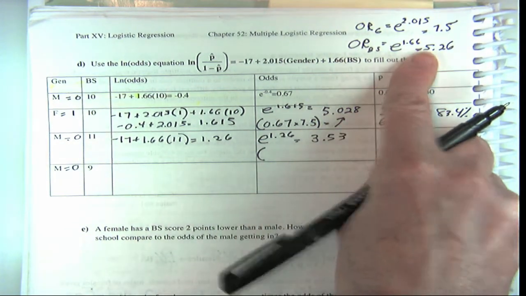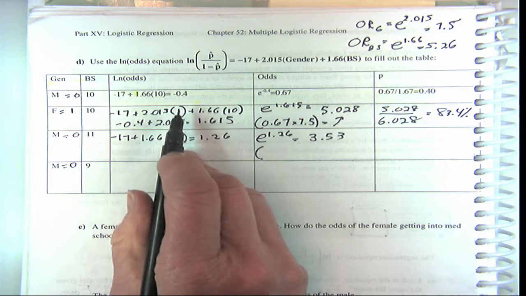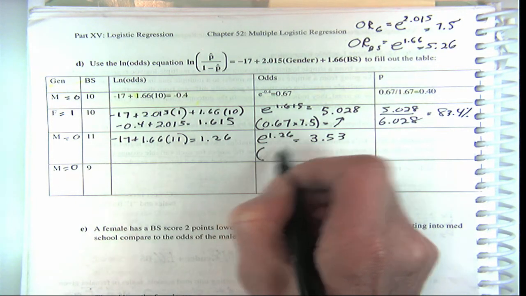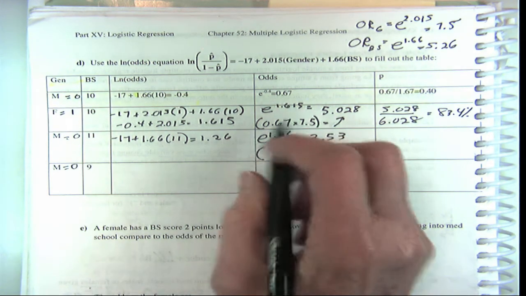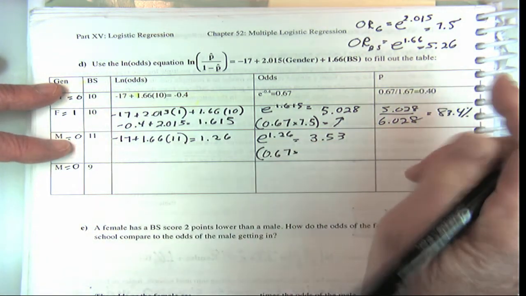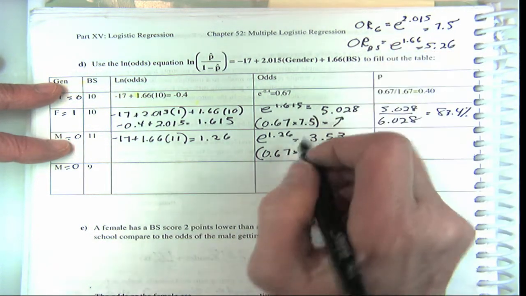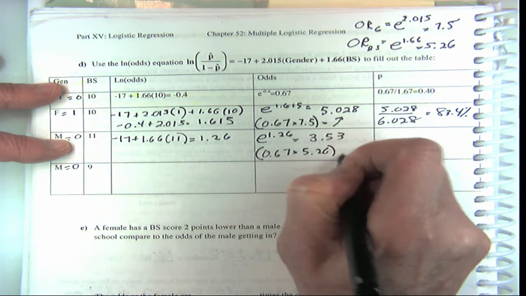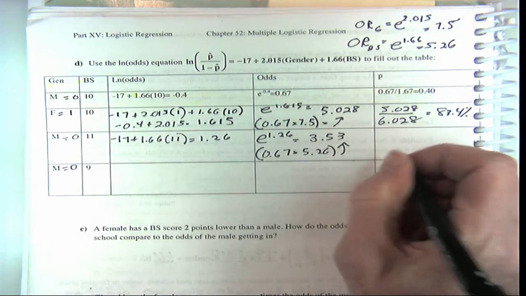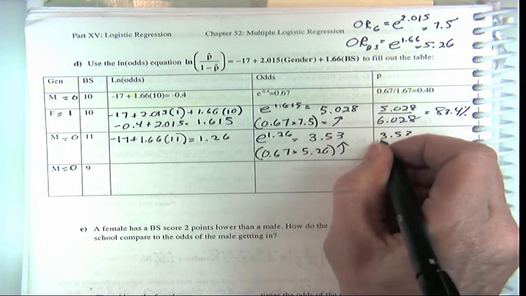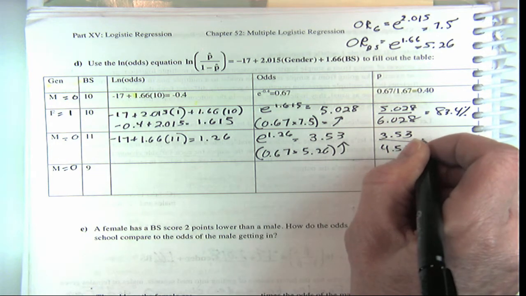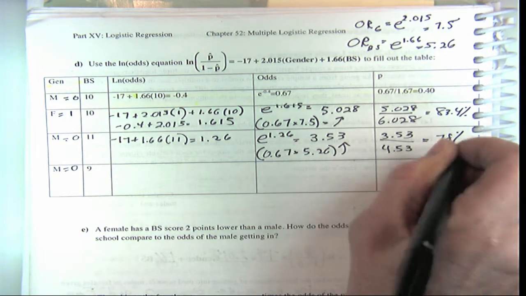We could have done this. We could have just multiplied. It's a 1 unit increase in the biological science score. So we could have taken the 0.67, we go from here to here and multiplied by the odds ratio of 5.26, and we would have gotten the same thing. All right, so now we have 3.53 over 4.53, and he has a 78% chance.